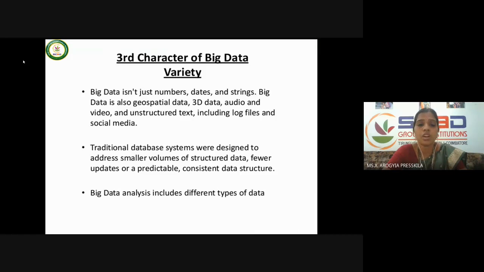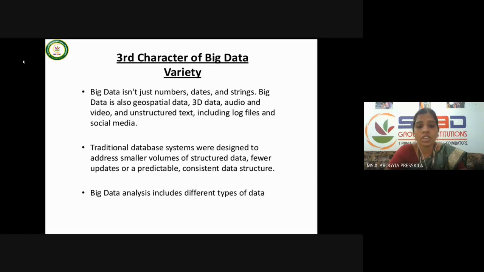This means you do not use the traditional database system, because a traditional database system is designed only for structured data types. Structured data has a format of rows and columns, and the data is stored in the form of tables. That type of data can be processed and analyzed by the traditional database system, but the traditional database system does not address big data.